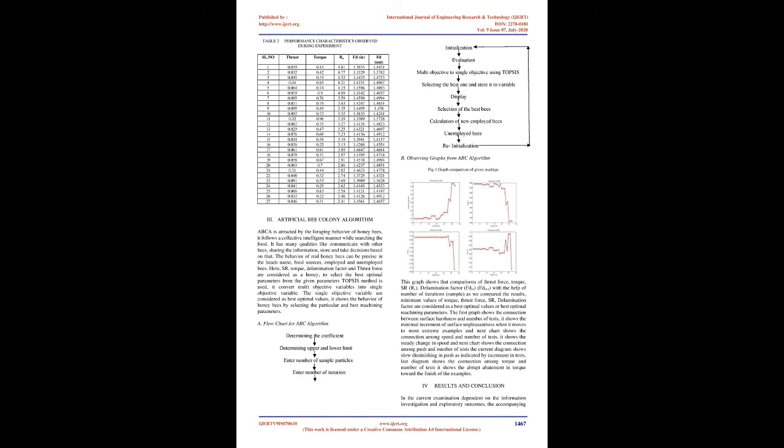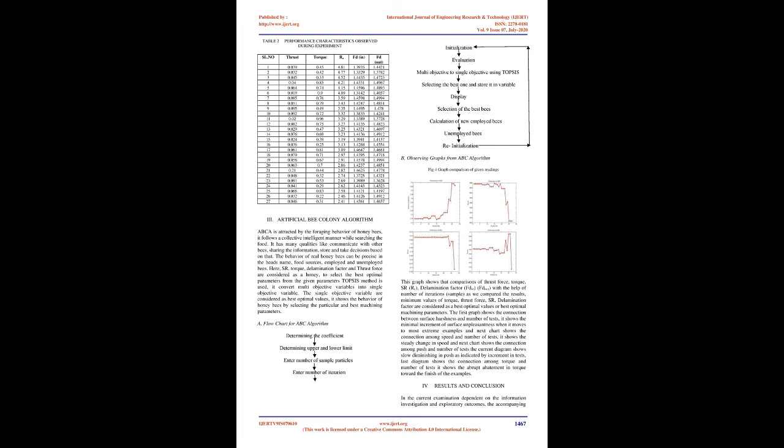3. Artificial bee colony algorithm. ABCA is inspired by the foraging behavior of honeybees. It follows a collective intelligent manner while searching for food. It has many qualities, like communicating with other bees, sharing information, and storing it and taking decisions based on that. The behavior of real honeybees can be described in terms of food sources, employed and unemployed bees.